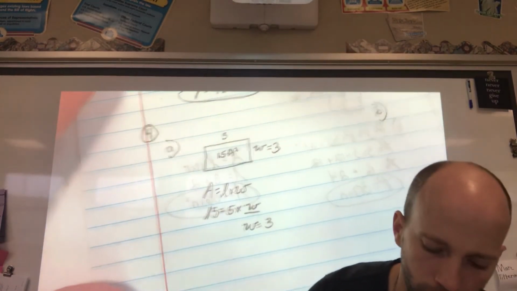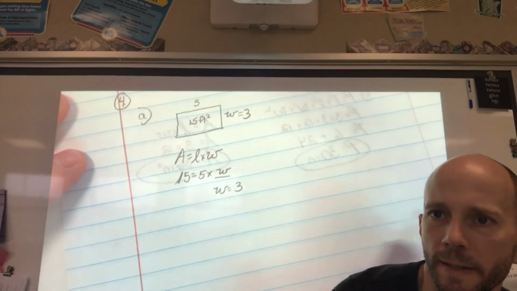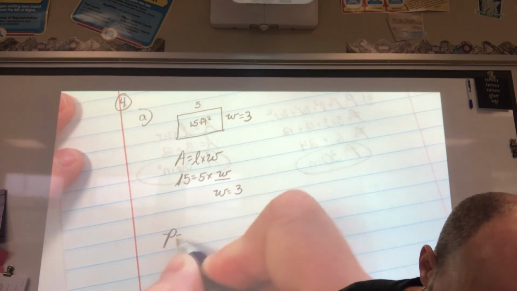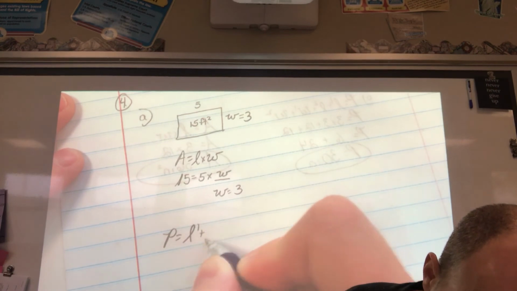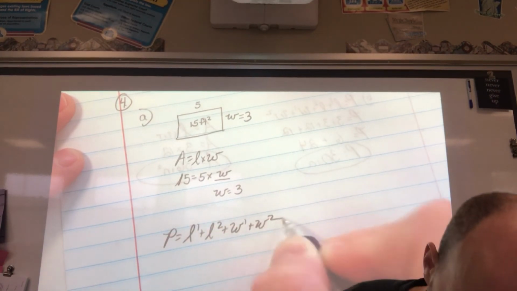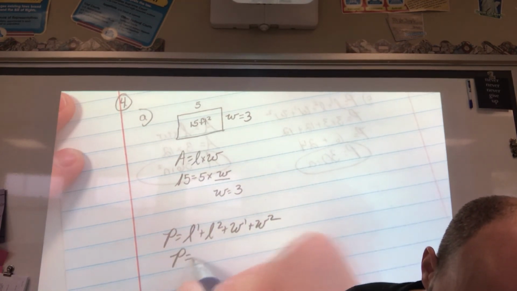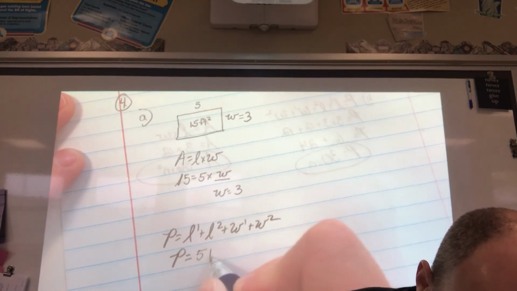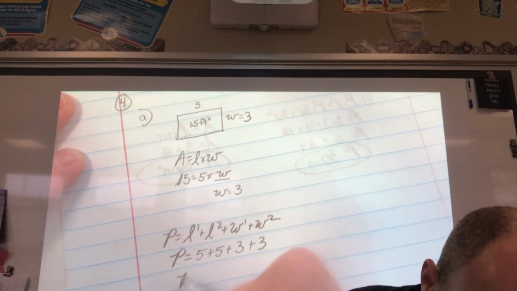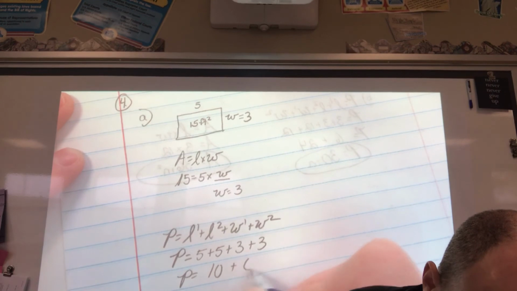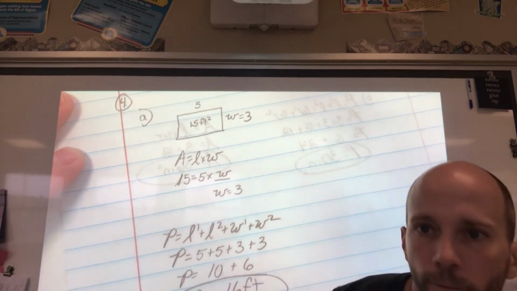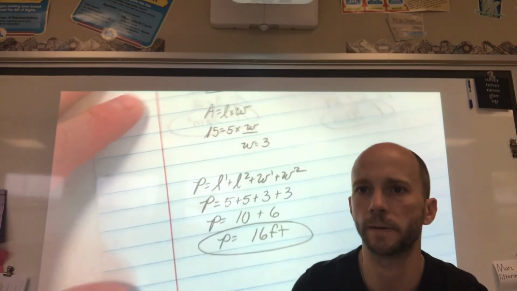So now, again, we're staying underneath A here. We'll go to B in a second. Now they need to know what's the perimeter of his rug. Perimeter equals length 1 plus length 2 plus width 1 plus width 2. P is my unknown. Length was 5. Other length was 5. Width was 3. Width was 3. 10 plus 6. Perimeter equals 16 feet.